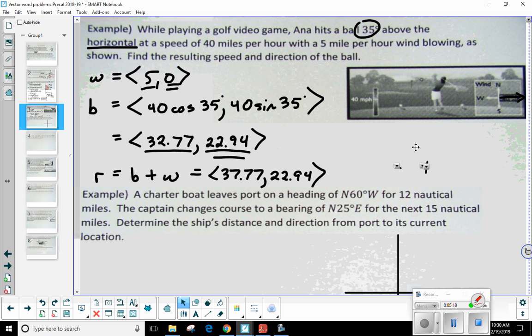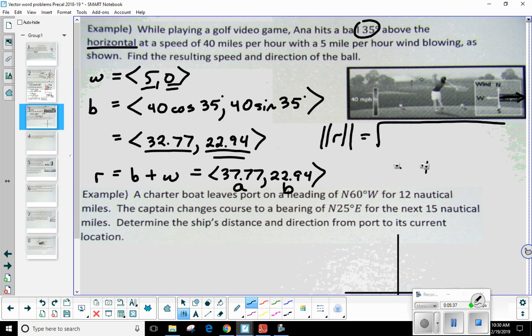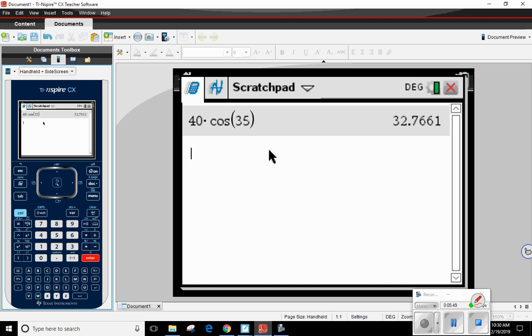So what do I do from here? How can I find the actual speed of the ball with the wind? There you go, square root of a squared plus b squared. So remember, in your component form, the horizontal is the a, the vertical is the b. So the magnitude of that resultant vector is the square root of, in this case, a squared, 37.77 squared, plus b squared, 22.94 squared. And let's see what that result is going to be.